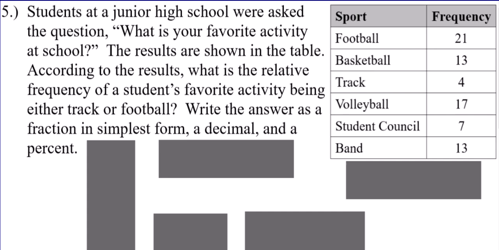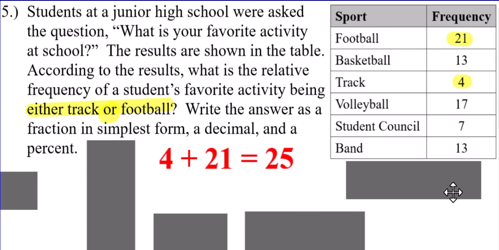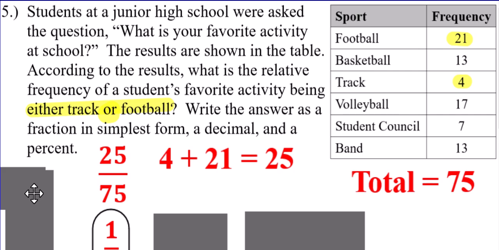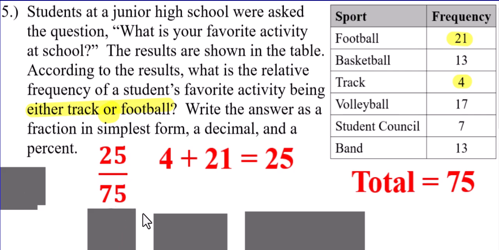All right, we are trying to find the relative frequency that the favorite activity is going to be either track or football. As I mentioned before, when you see the word or, you are going to add those two quantities together. So football's number is 21, track's number is 4. Adding those together, you're going to get 25. Adding all of these frequencies together, you're going to get a grand total of 75 possible outcomes. So there is your fraction, but that is not in simplest form.